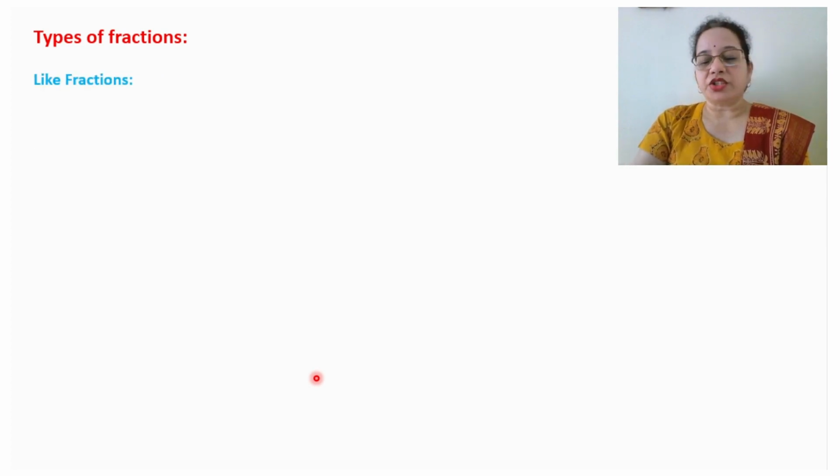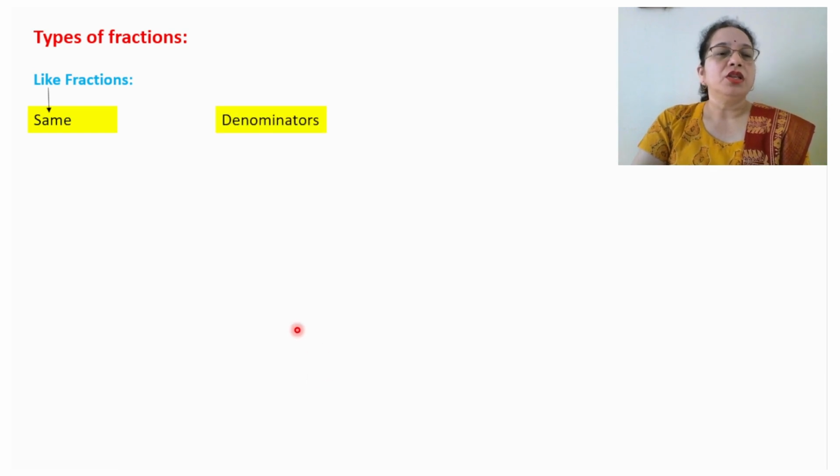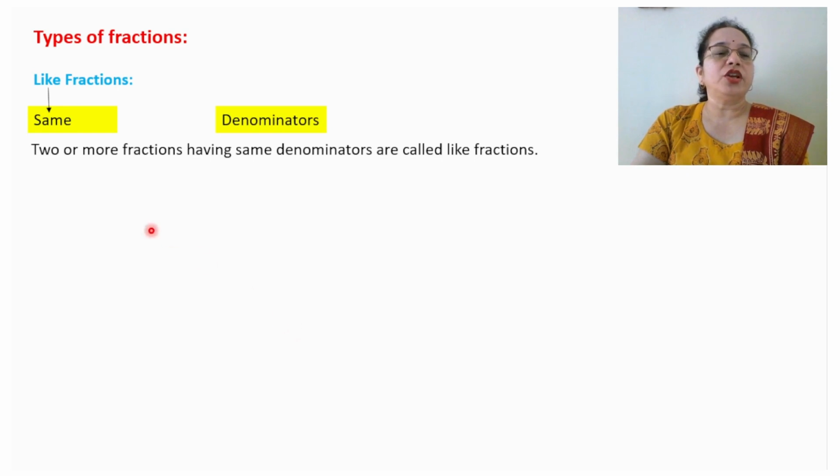Next is like fraction. Like means what? Same. What is same in the fraction? Denominators. So again you can define the definition. Two or more fractions having same denominators are called like fractions. Fractions, S is there, it means we are talking about two or more than two fractions having the same denominators. We are not talking about the numerator here, we are talking only about the denominators.